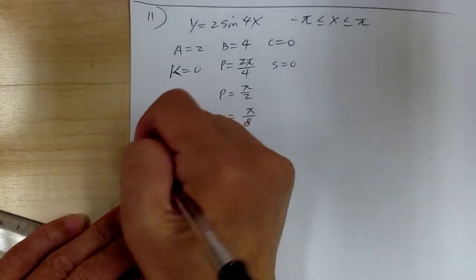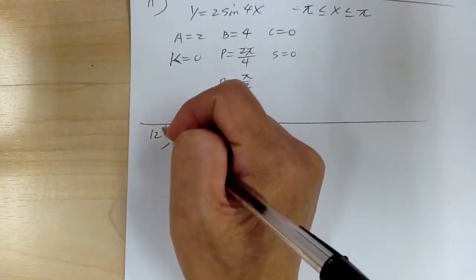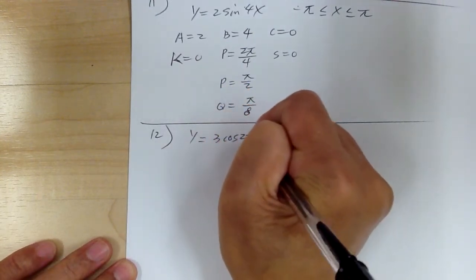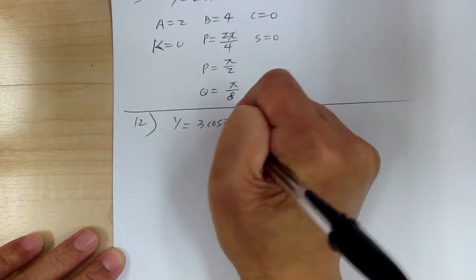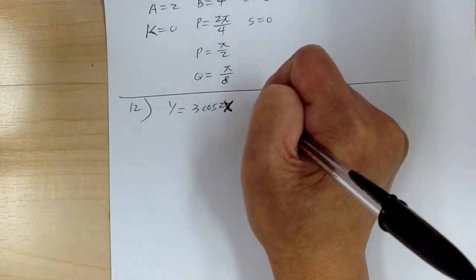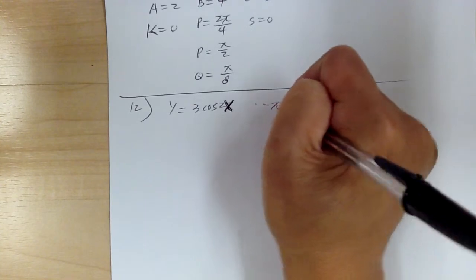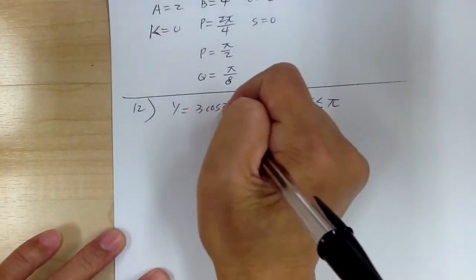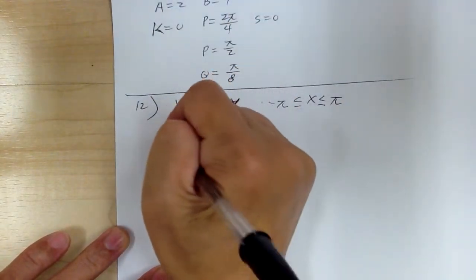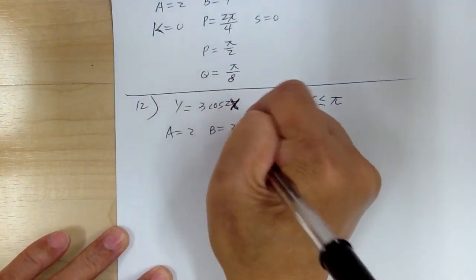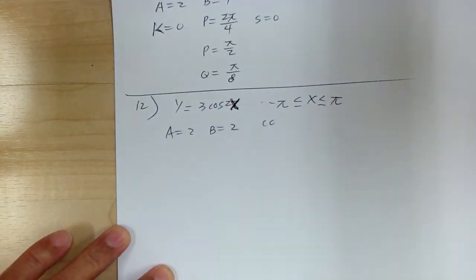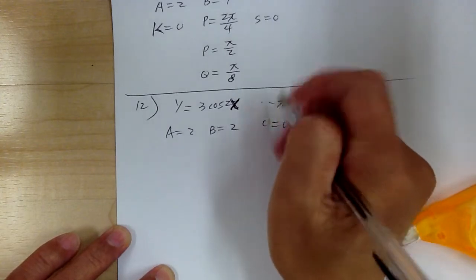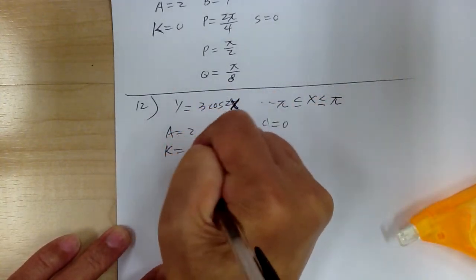Let's go to number 12. Okay, number 12, you got y equal to 3 cosine of 2x. And you want to go from negative pi to pi. So it's very similar to that. And we can use all this information, right? So a equal to 2, b equal to 2, c equal to 0, k equal to 0.